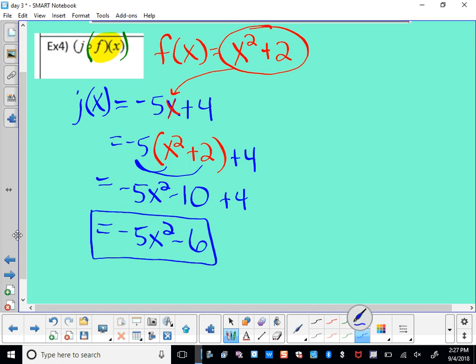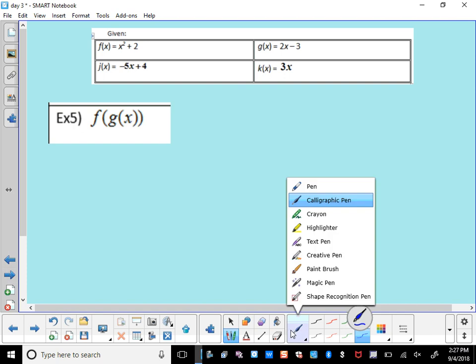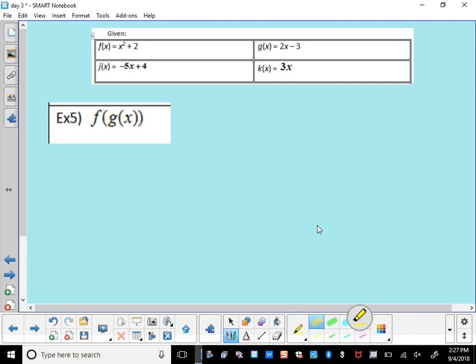Any questions so far? Two more and then you guys can work on your own. Example 5. What is the inside function? A g function.